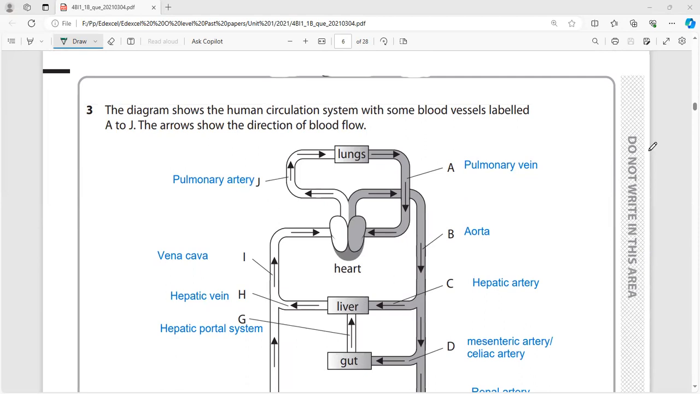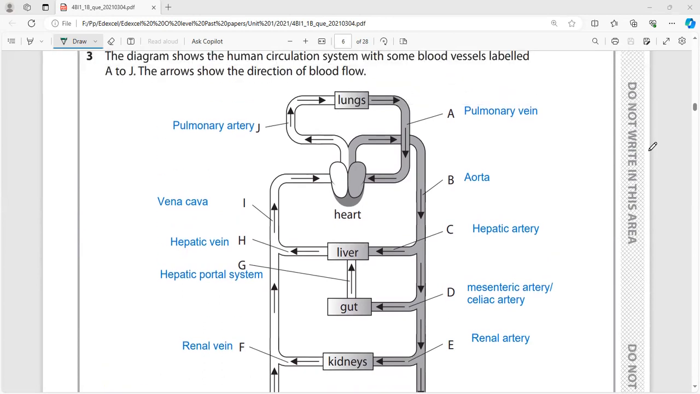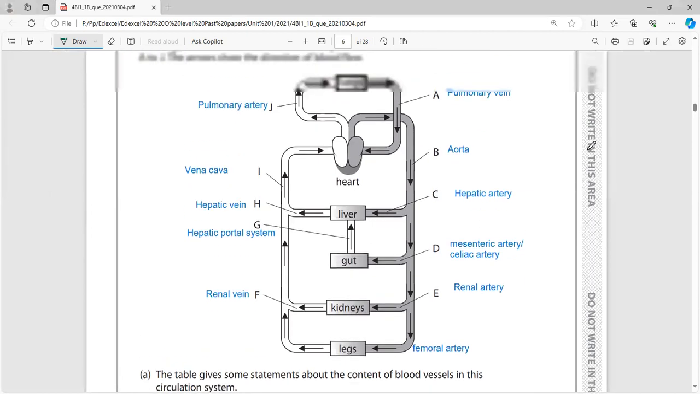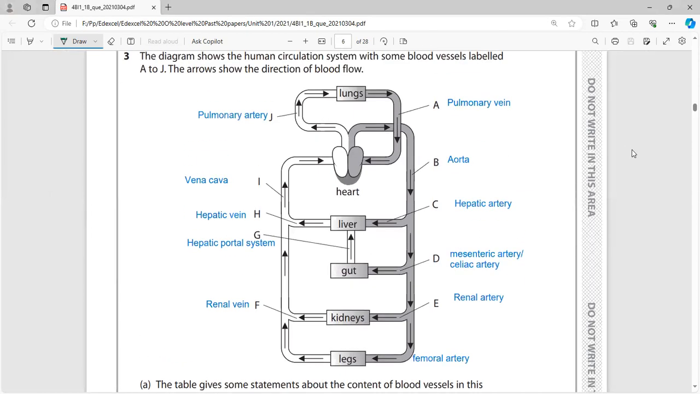The next question is regarding the circulatory system. The diagram shows the human circulatory system with some blood vessels labeled A to J. The arrows show the directions of the blood flow. So here we have the human circulatory system. You can see A is our pulmonary vein, and this pulmonary vein is coming from the lungs to the heart, left atrium, and that contains oxygenated blood.